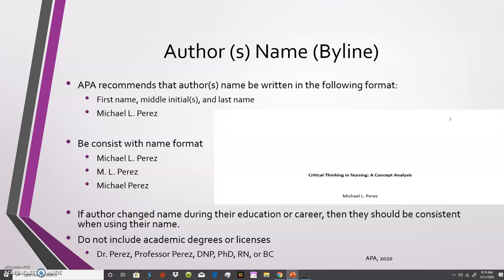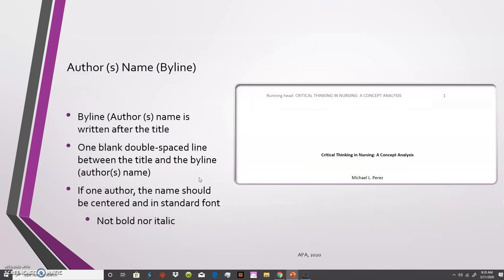because there may be other Michael Perezes out there. Also, if the author changed their names during their education or during their career, if their name was Perez and now they've changed it to Danvers, then be consistent in Michael Danvers, Michael Danvers, or Michael L. Danvers. So be consistent in how you're writing your byline, which is the author's name.